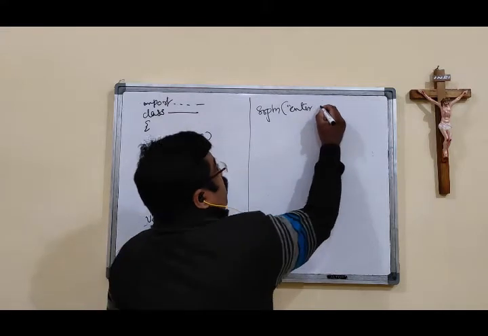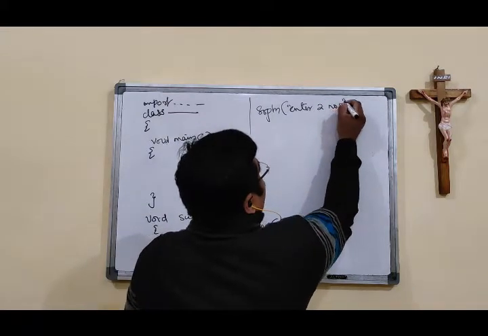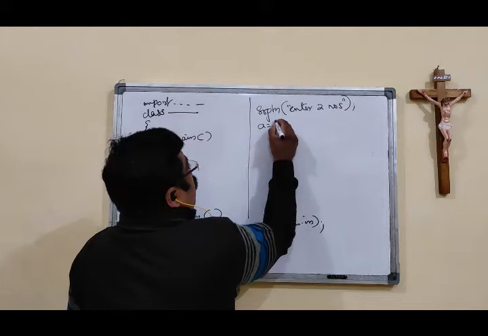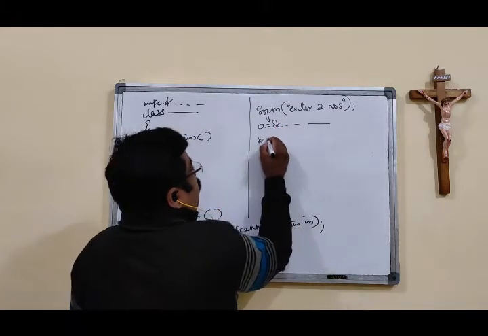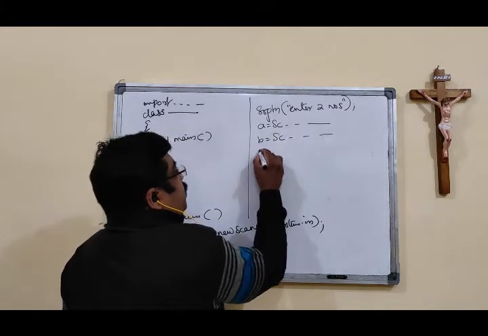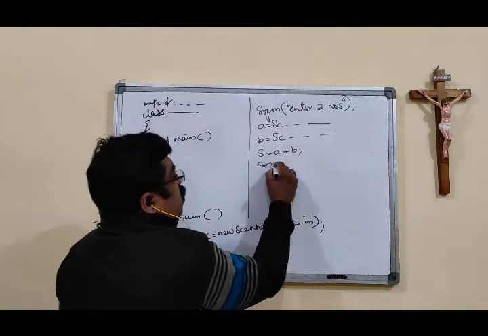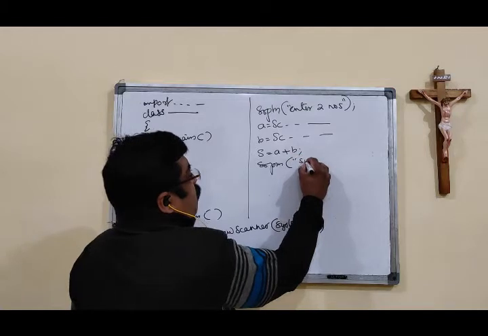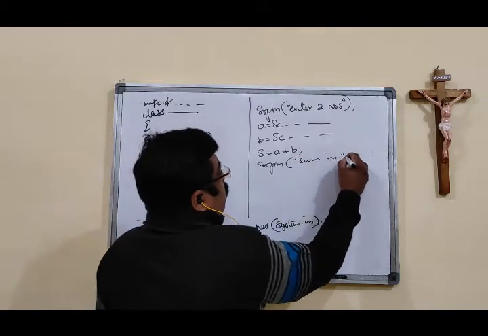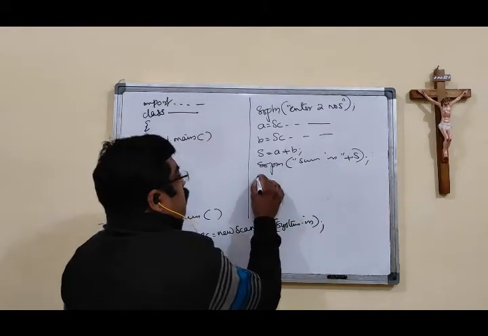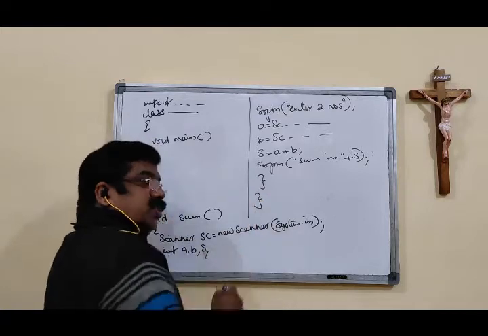Enter two numbers. a is equal to sc.nextInt, b is equal to sc.nextInt, s is equal to a plus b, SOPLN sum is plus s, main closed, class closed.